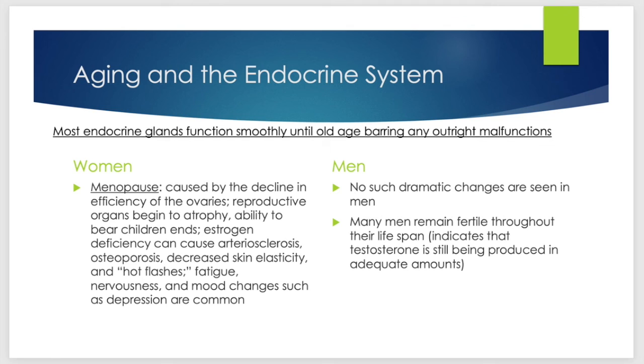Having less estrogen can actually cause arteriosclerosis, osteoporosis. Their skin loses its elasticity. They might have hot flashes, be tired, have nervousness, mood swings or changes like depression. Men, on the other hand, have no real dramatic changes like that. And in fact, while women after menopause generally lose the ability to have children, men typically remain fertile throughout their lifespan. So that shows that testosterone is still being produced in adequate enough amounts to allow that to happen.